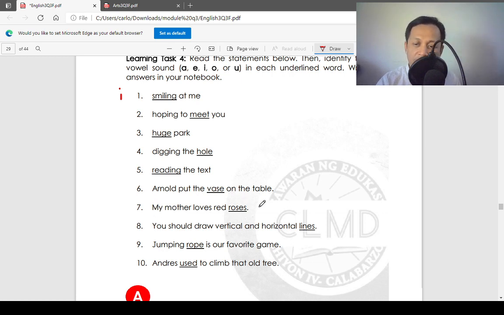Number 7, the underlined word is roses. My mother loves red roses. Again, my mother loves red roses.